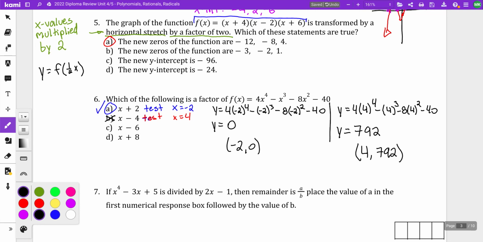Can you also do it by doing like the factors of the constant divided by the a value to get the potential zeros that you could have, and then compare those to what you get? Yeah, and that would work too.